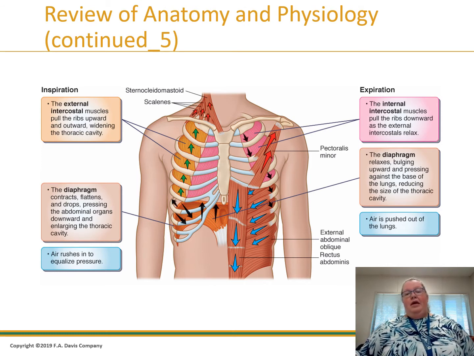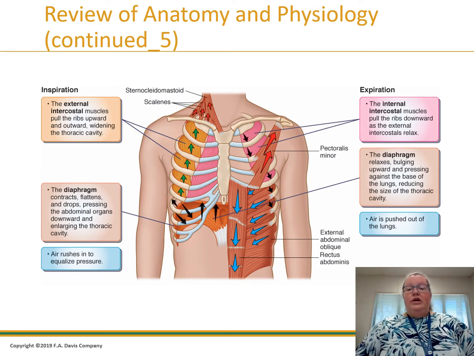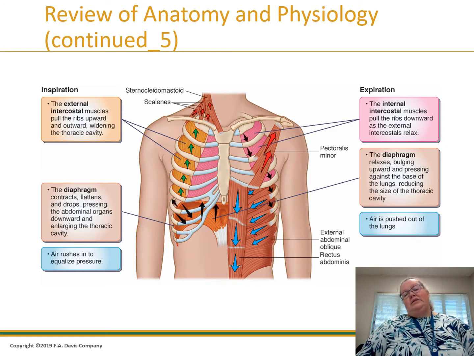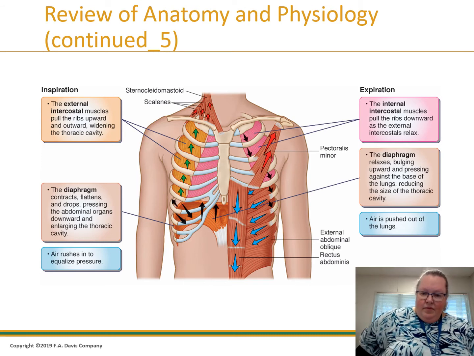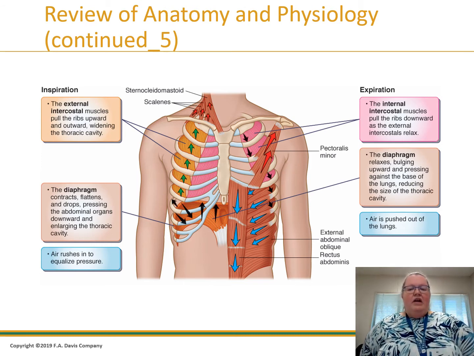And then on expiration, the internal intercostal muscles pull the ribs downward as the external intercostals relax. The diaphragm relaxes, bulging upward and pressing against the base of the lungs, reducing the size of the thoracic cavity. Air is pushed out of the lungs.